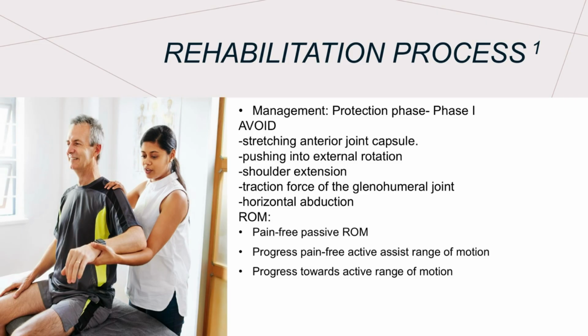Now for the rehab process, we have phase number 1, which is the protection phase. We need to avoid stretching the anterior joint capsule, pushing into external rotation, shoulder extension, traction force of the glenohumeral joint, and horizontal abduction. For range of motion, it needs to be pain-free passive range of motion, then progress to active assist range of motion, and then active range of motion.